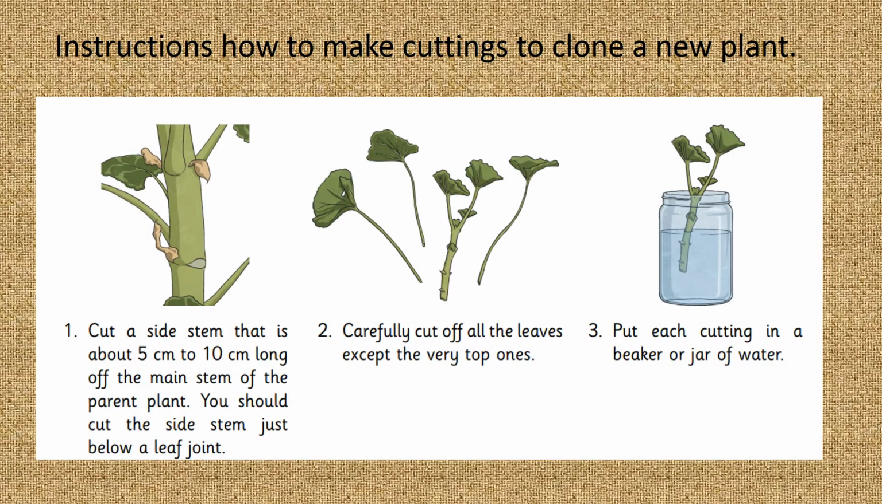So the following slides show instructions on how to make cuttings to clone a new plant. First, you cut a side stem that is about 5 centimetres to 10 centimetres long off the main stem of the parent plant. You should cut the side stem just below a leaf joint. A leaf joint is just where the leaf grows onto the plant. Carefully cut off all the leaves except the very top ones. Put each cutting into a beaker or a jar of water.